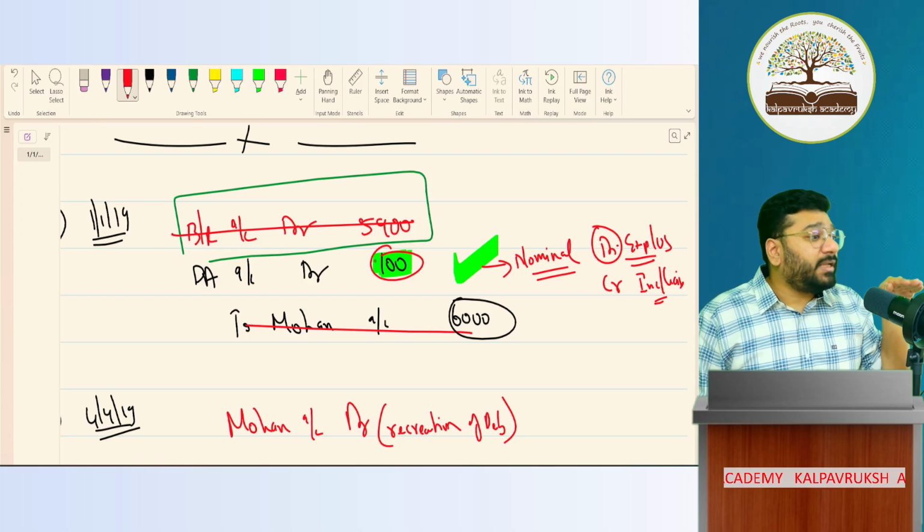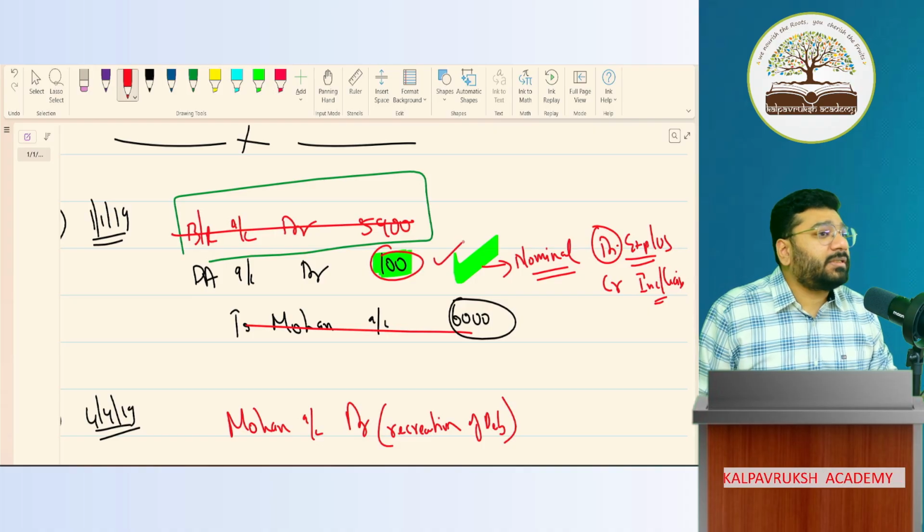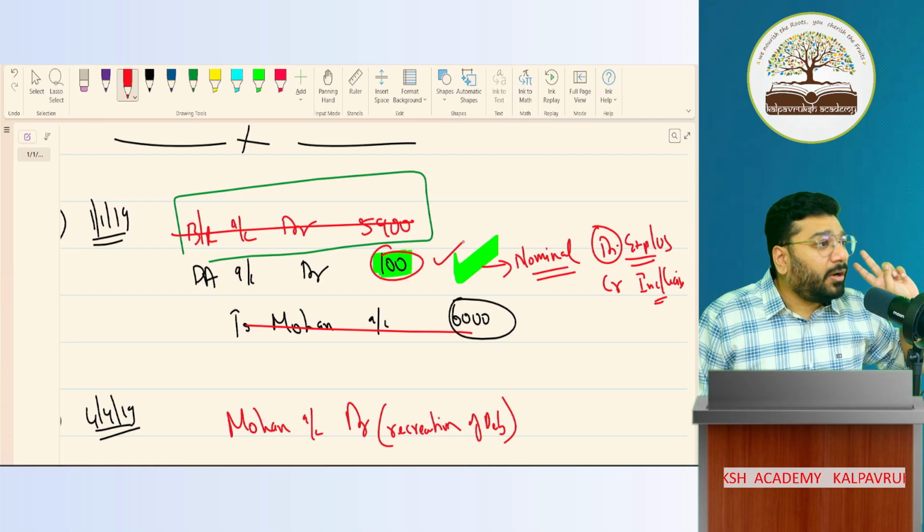So along with this 5,900, we are going to gain how much? One more 100 rupees. The money which you thought is a loss, now you're going to recover it in form of gain. So create all income and gain. Clear or not clear? Okay.